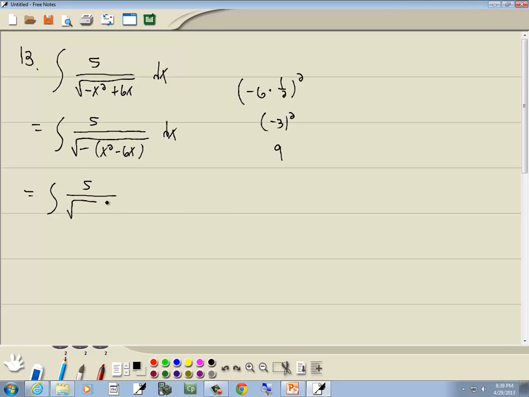So we're going to have a negative, and then inside the parentheses we have x squared minus 6x plus 9 minus 9. You always immediately, when you add the 9, put a minus 9 beside it. If it's going backwards, they would cancel, wouldn't they? Now specifically, we want to group these together and this one by itself.